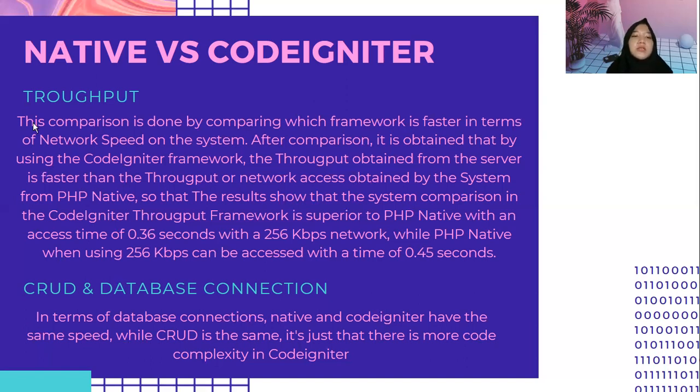CRUD and database connection. In terms of database connection, native and CodeIgniter have the same speed. CRUD is also the same, it's just that there is more code complexity in using CodeIgniter.